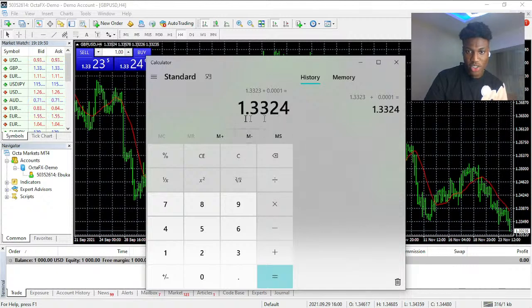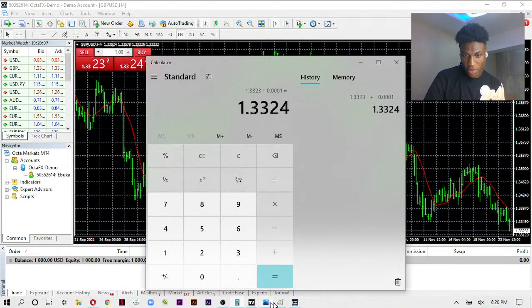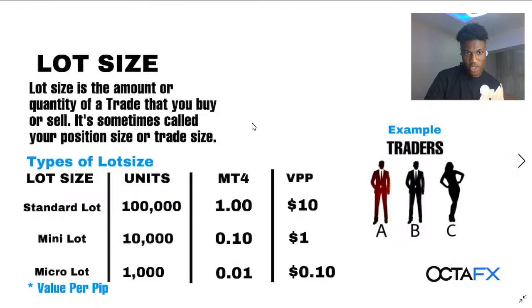If I am in this trade and GBP USD moves 1 pip to the upside and I'm using a mini lot, I'll profit $1. Now, if I am still on this position with a micro lot, I'll be profiting 10 cents. So they're just different trade sizes or position sizes.